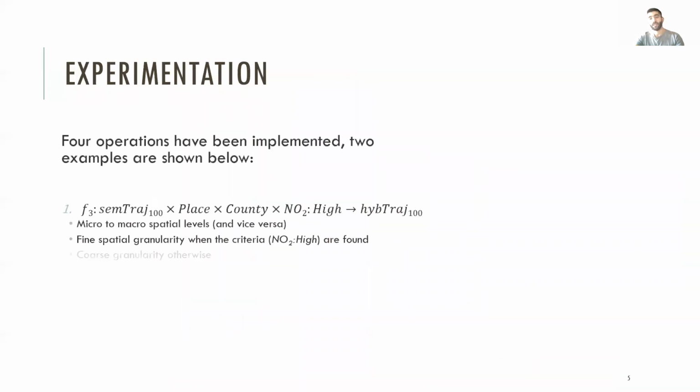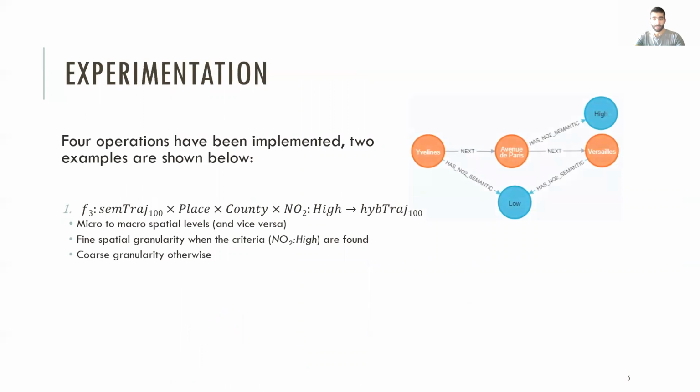Four operations have been implemented. Two examples are shown in this slide. The first one extracts hybrid trajectories with the place granularity when there is a high level of NO2 exposure, and county granularity otherwise. The figure shows a piece of the results on the Neo4j interface.